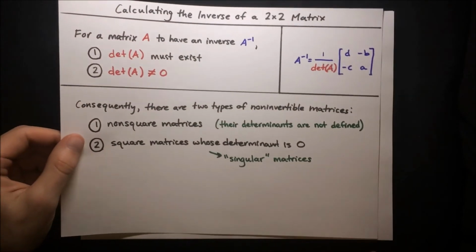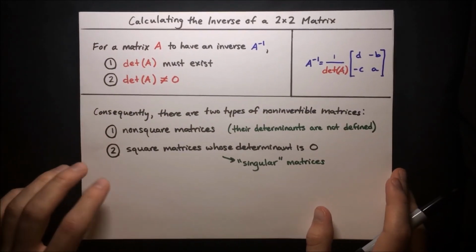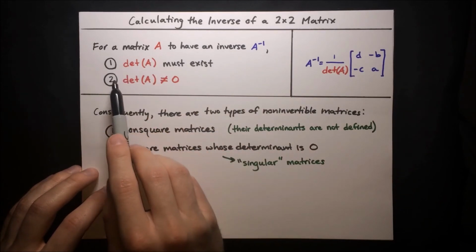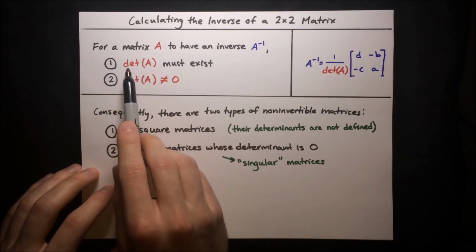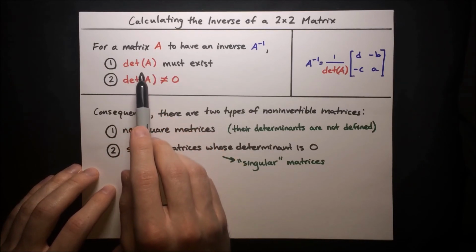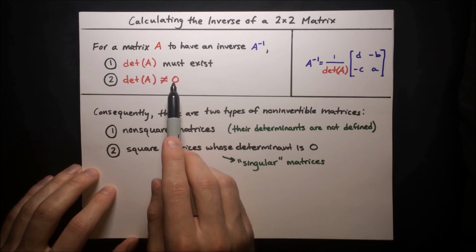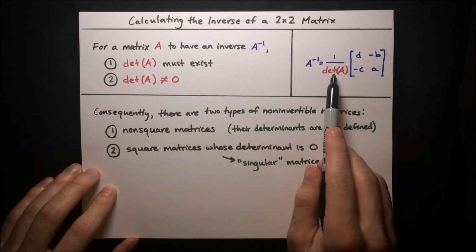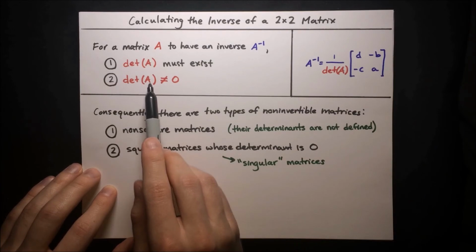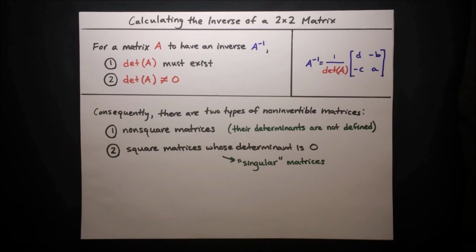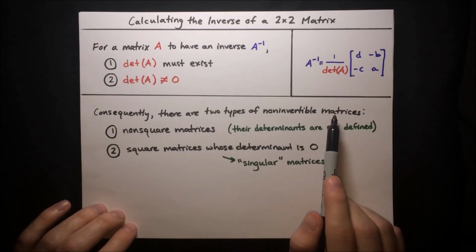In general, for the inverse of a matrix to exist, there are two conditions that must be met. First of all, the matrix has to have a determinant. The determinant has to be defined for this matrix. Second of all, the determinant can't come out to 0 because in the formula for the inverse matrix, we're dividing by the determinant. So if the determinant comes out to 0, then the formula just becomes undefined. As a result, there are two types of non-invertible matrices.